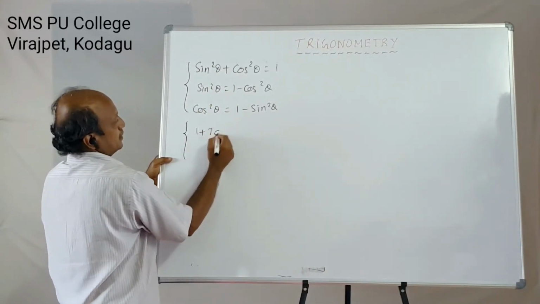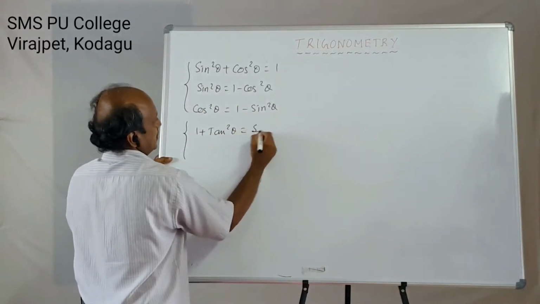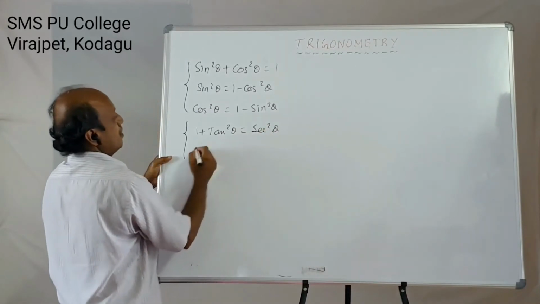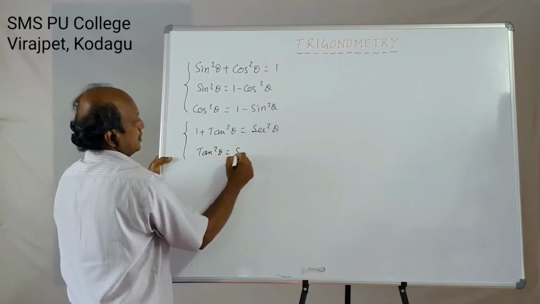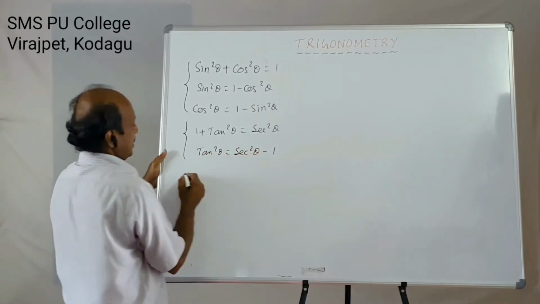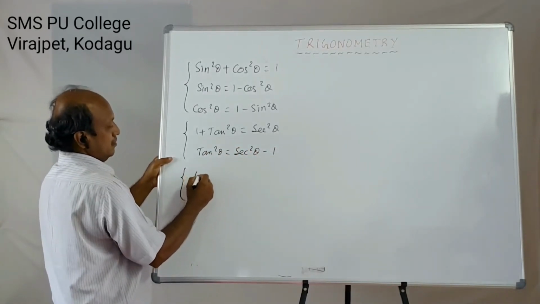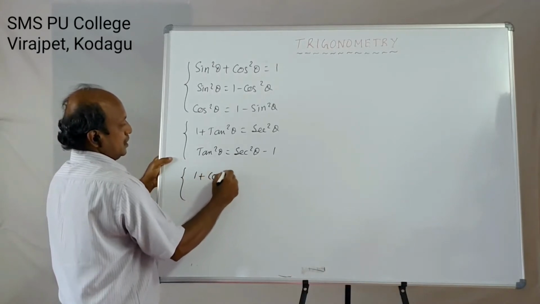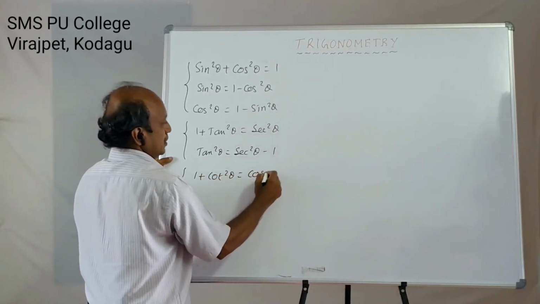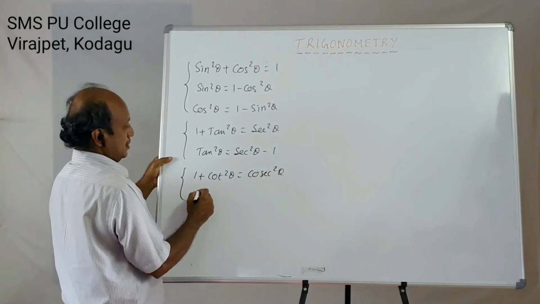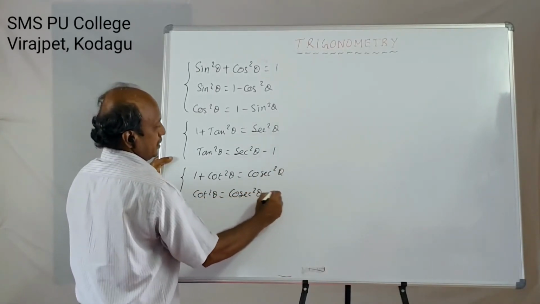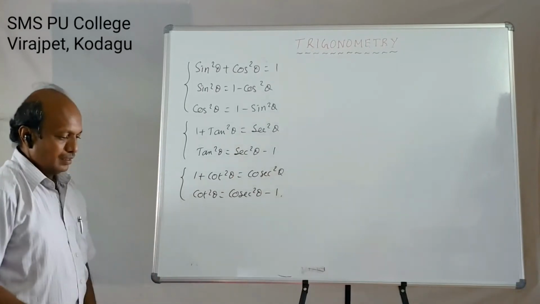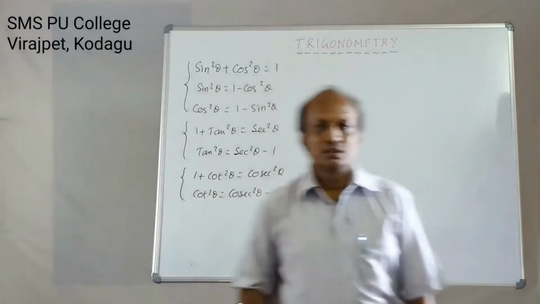Next, 1 plus tan square theta is secant square theta, or you can shift it: tan square theta is secant square theta minus 1. Next, the third one: 1 plus cot square theta is cosec square theta, or cot square theta is cosecant square theta minus 1. Right, now let us see one by one how to solve the questions.